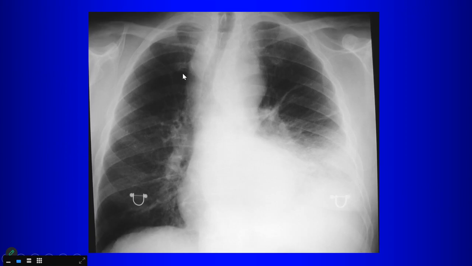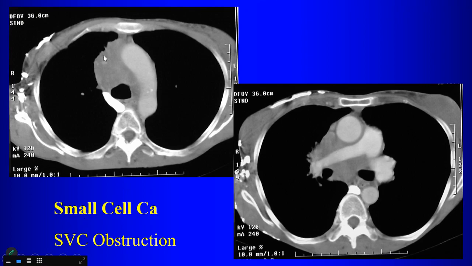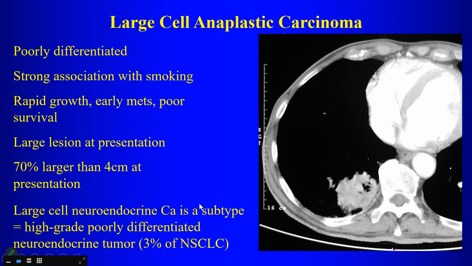So we have right paratracheal nodes, left paratracheal nodes, big left pleural effusion, extensive mediastinal lymphadenopathy, another example of small cell lung cancer in this particular case. SVC syndrome, obstruction of the SVC, here's some collaterals. Whenever you see collaterals along the chest wall, or the azygous vein is bright and dilated, look for central venous obstruction. Here the SVC is obstructed, and small cell cancer is the most common lung cancer to do that.